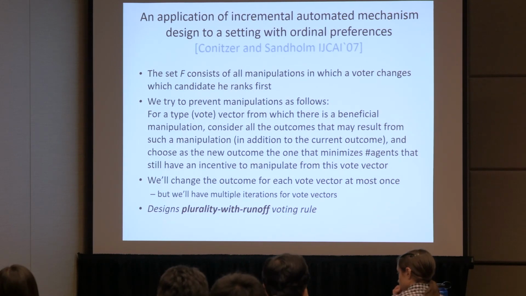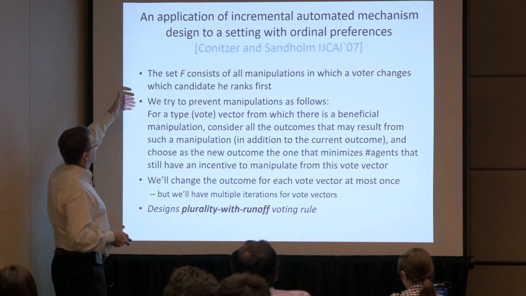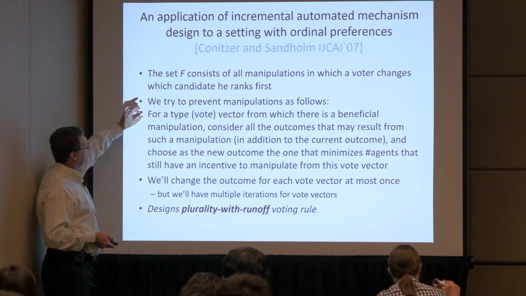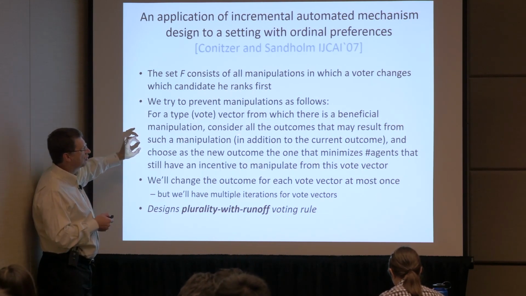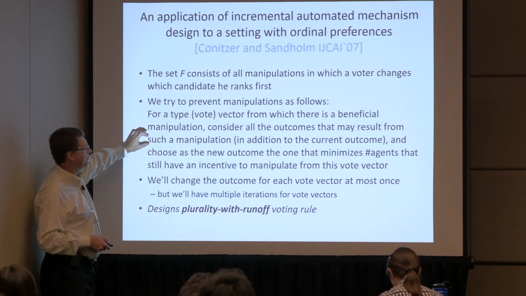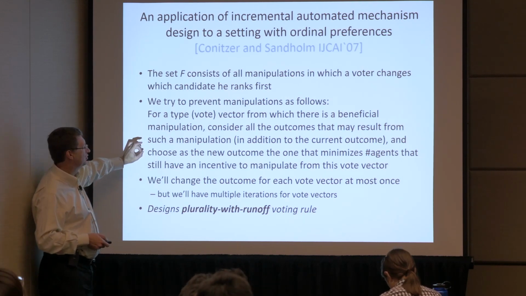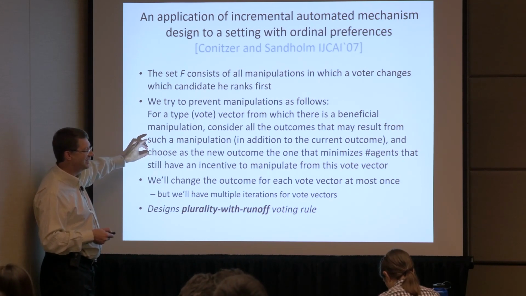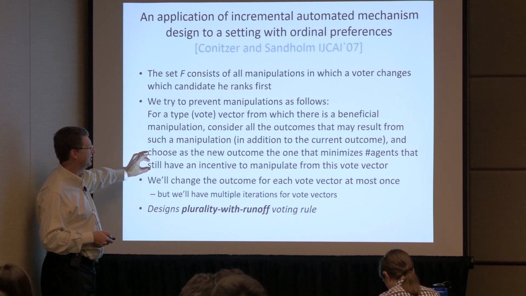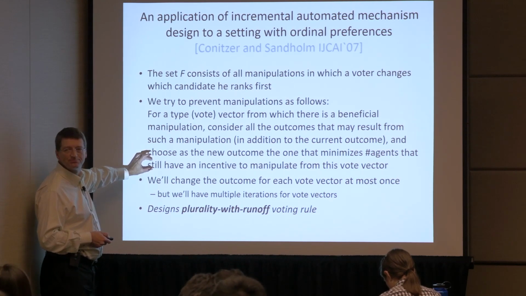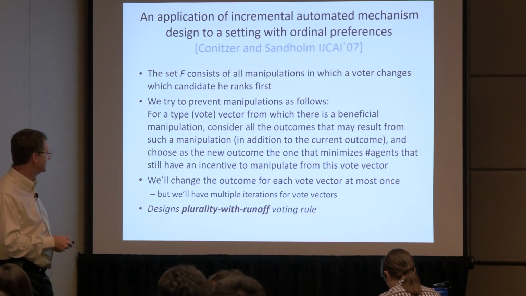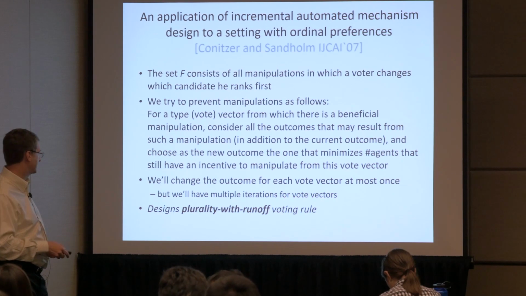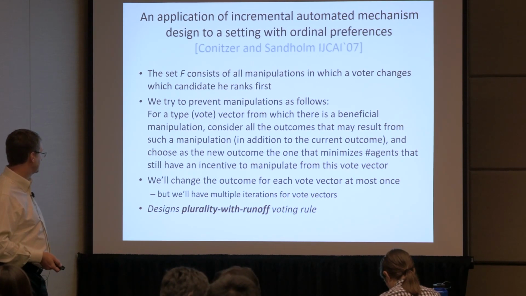Are you with me? Okay. So that's what we're going to start with, and that's highly manipulable. We're going to try to prevent manipulations as follows. For a type, which is a vote vector here, from which there is a beneficial manipulation, we consider all the outcomes that may result from such a manipulation, in addition to the current outcome, and choose as the new outcome the one that minimizes the number of agents that still have an incentive to manipulate from this vote vector. And we'll change the outcome for each vote vector at most once, but we'll have multiple iterations for vote vectors. And so that's our stopping approach.